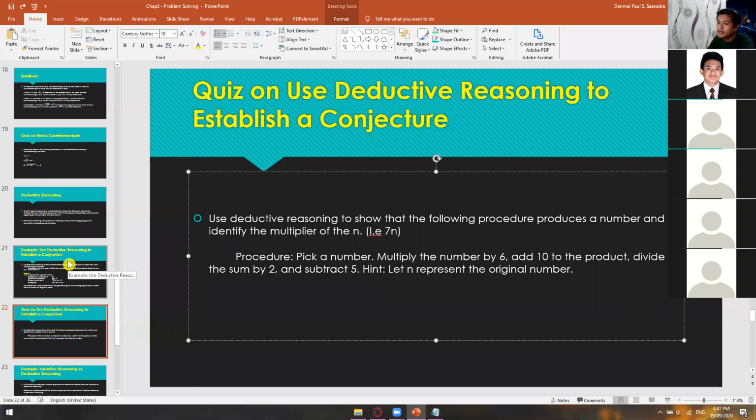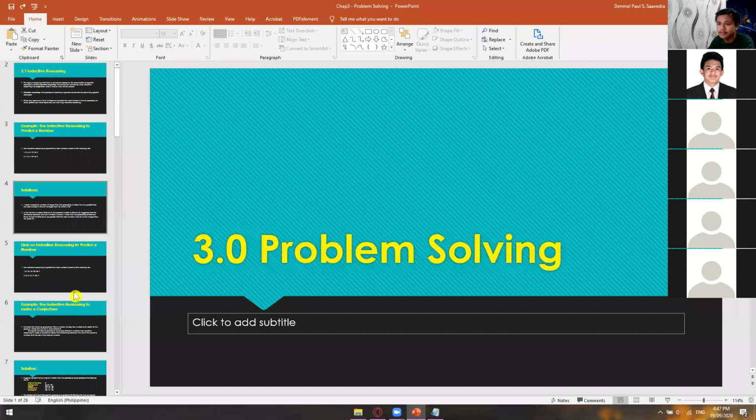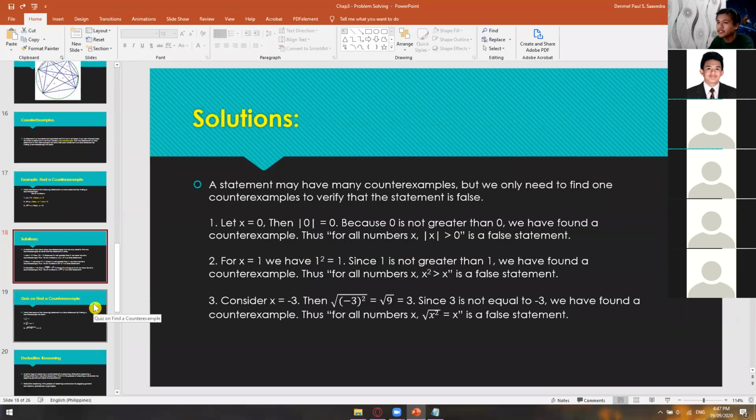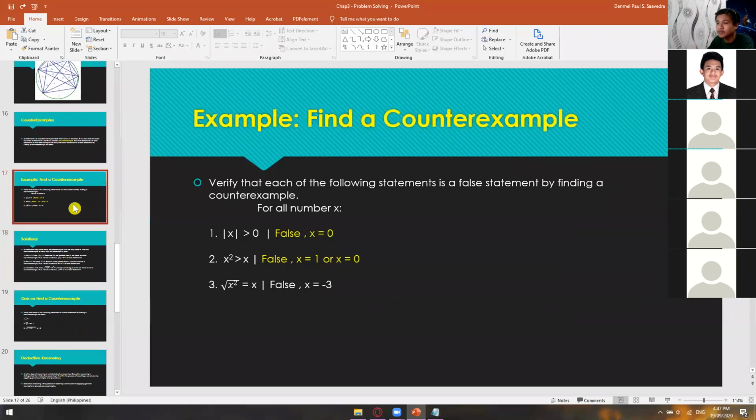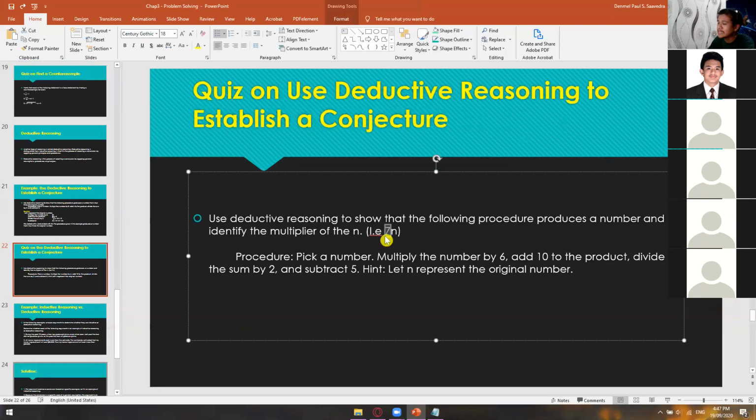So, ang isasagot nyo lang, or kung hindi man fill in the blank, so baka multiple choice na lang ibibigay ko, ma'am. Okay? So, pipiliin nyo lang kung ilan yung multiplier, okay, ng original number. So, pwede 7n, 8n, or 10n. Okay? So, I hope this one is very clear. Any questions so far?